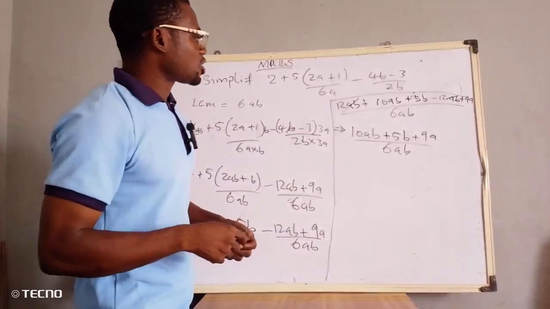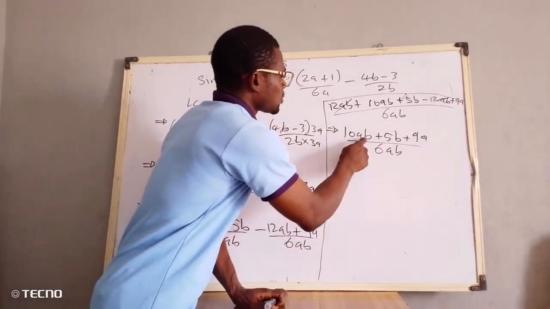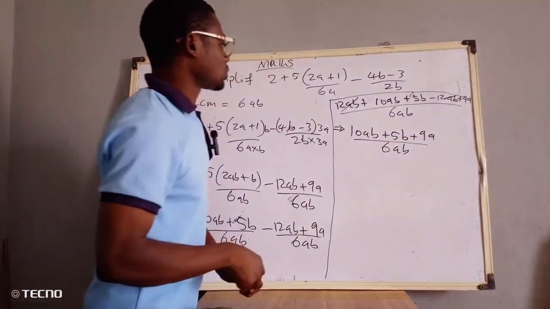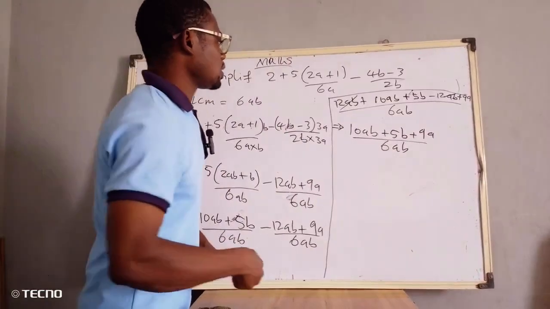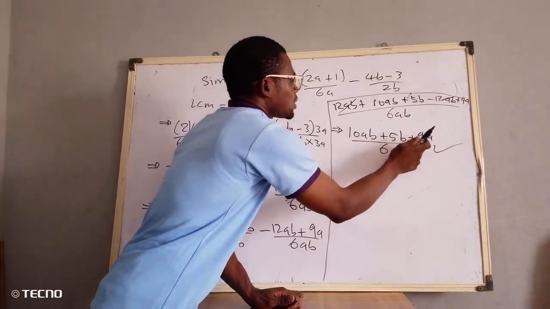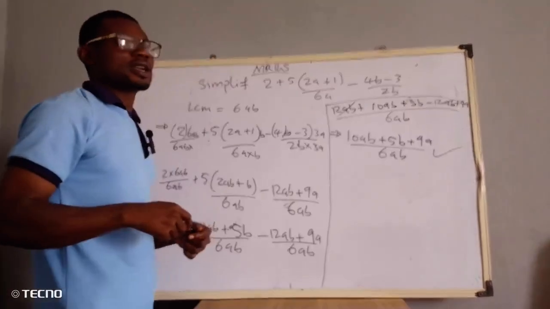Okay, what else should we do? This one and this one are not the same. So we have to leave it this way. There's nothing we can do again. This one is different from this. This one is different from this. So we'll leave it this way. So this is our final answer.